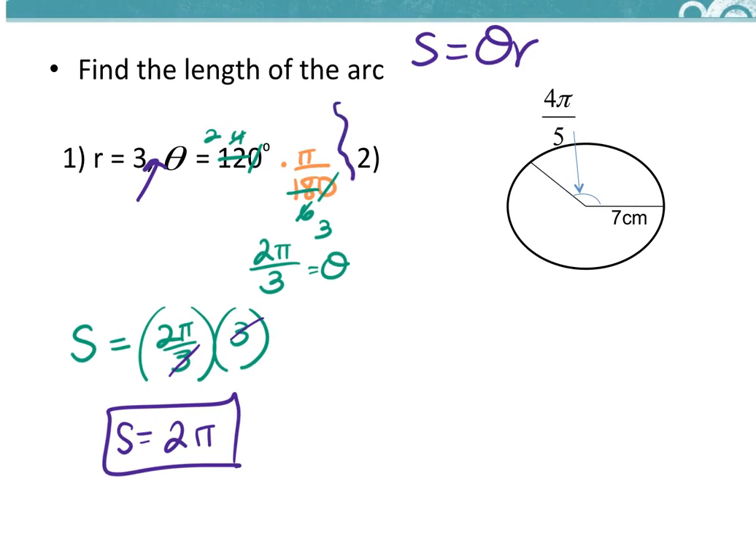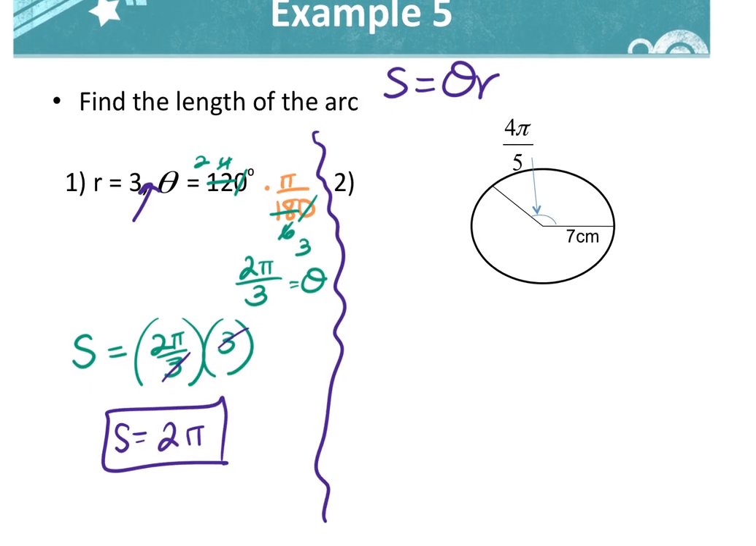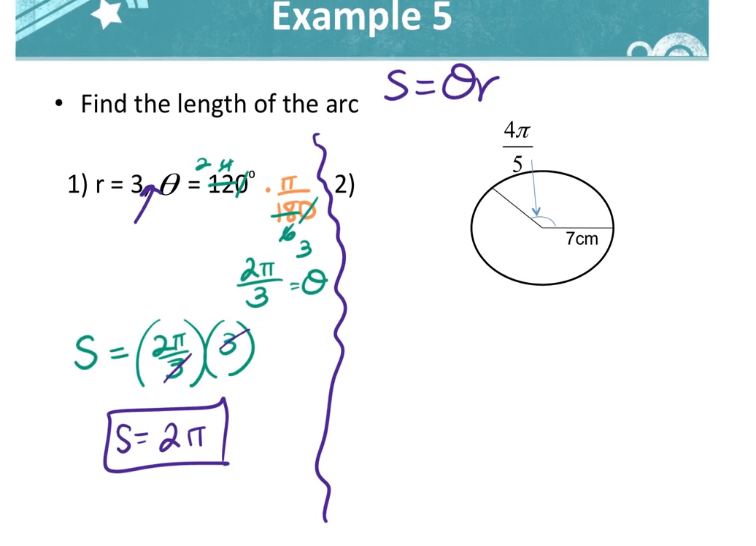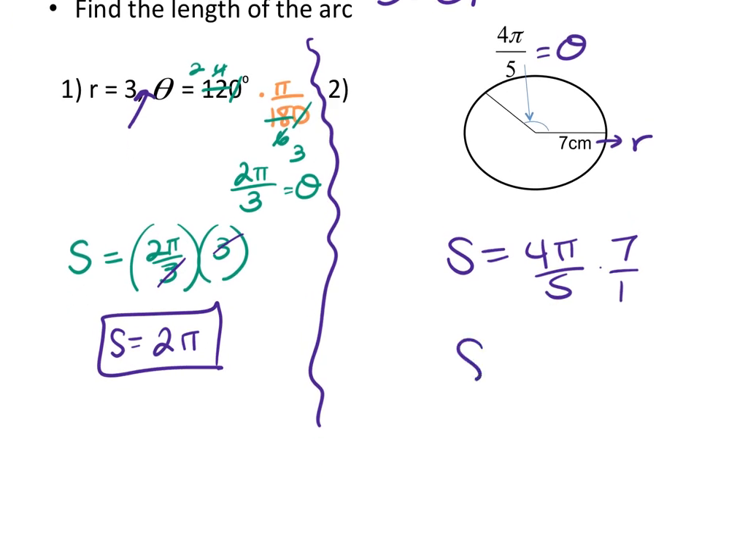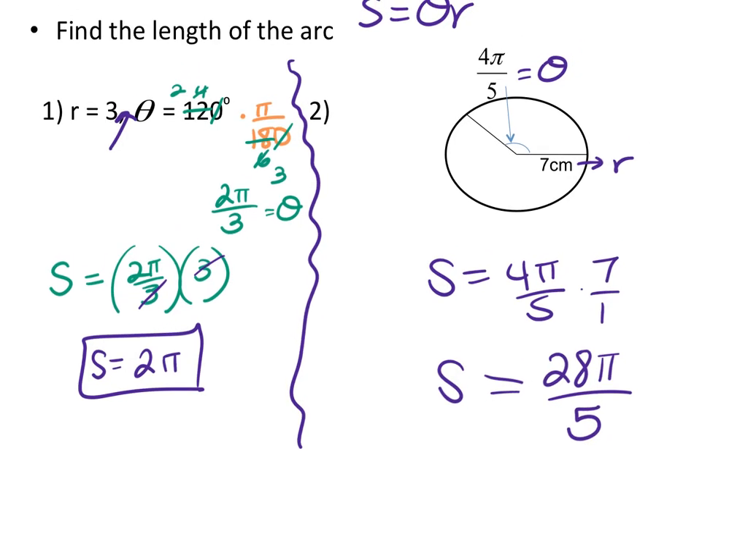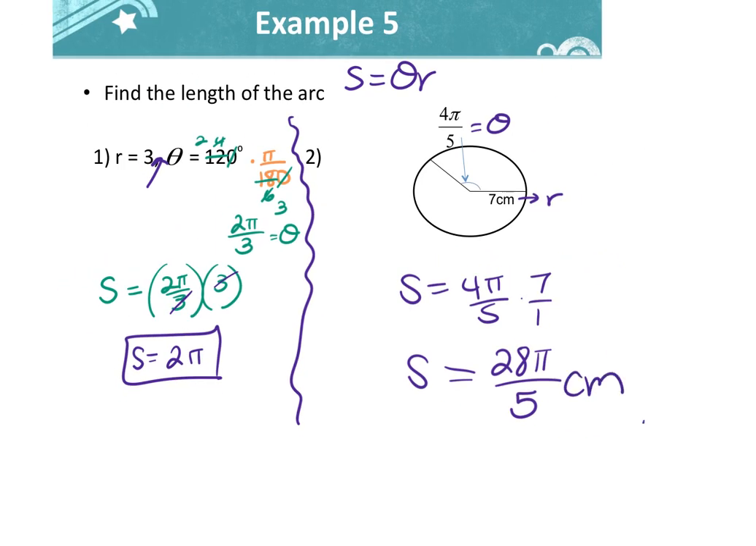Go to 2. There's a lot of space there. So what's theta this time? 4 pi over 5. Is it in radians? Yes. 7 is your radius. So S equals 4 pi over 5 times 7. Can't simplify it. Multiply straight across. 7 would be over 1. So in the numerator, I have 28 pi. And in the denominator, 5. This time it gave you a unit. This is centimeters. So the arc length is 28 pi over 5 centimeters.